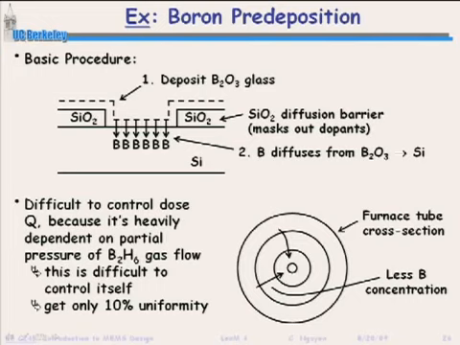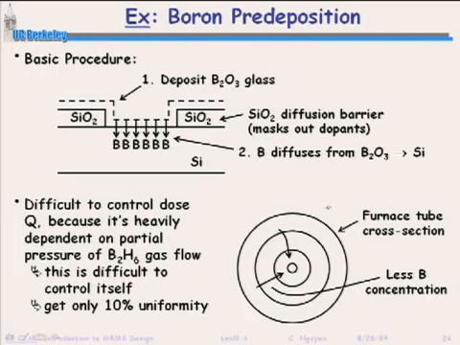And usually you have a situation where if this is your wafer, the gases are flowing around your wafer, and they have to diffuse between wafers to the center. So you get a variation in doping concentration from the outside to the inside. That's where your 10% non-uniformity comes from.